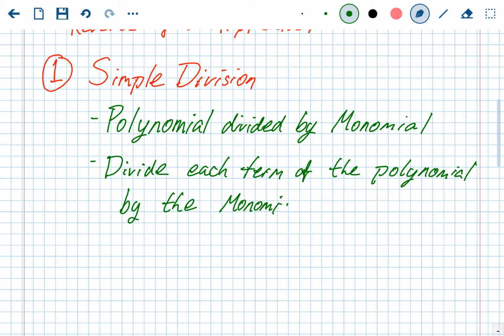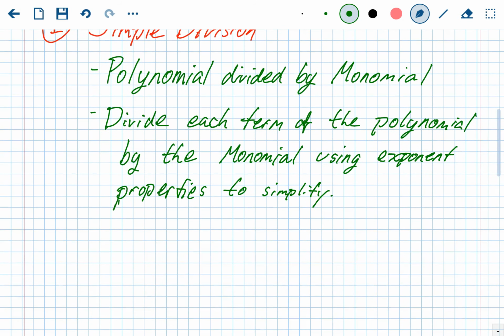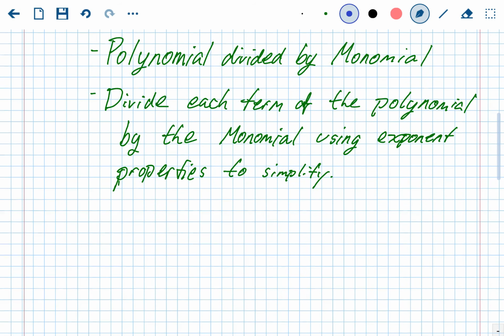So again, we're going to have multiple terms on top and then one term on the bottom, using exponent properties that we talked about in the last unit. So divide each term of the polynomial, which is going to be in the top, by the monomial on the bottom, using exponent properties to simplify. And what's the exponent property? Again, you didn't need to know these by name, but the rule for this one is you're going to divide the numbers and then subtract the exponents. Divide the numbers, subtract the exponents.